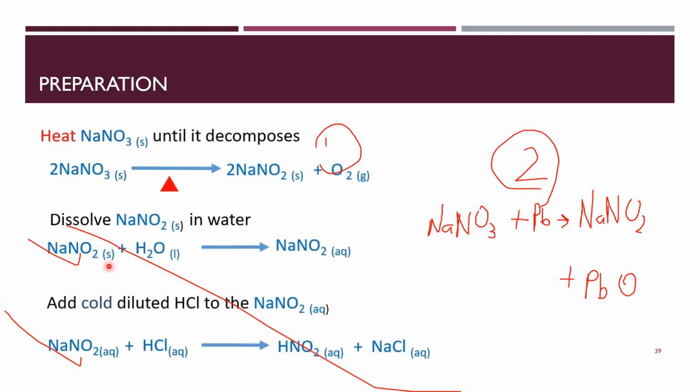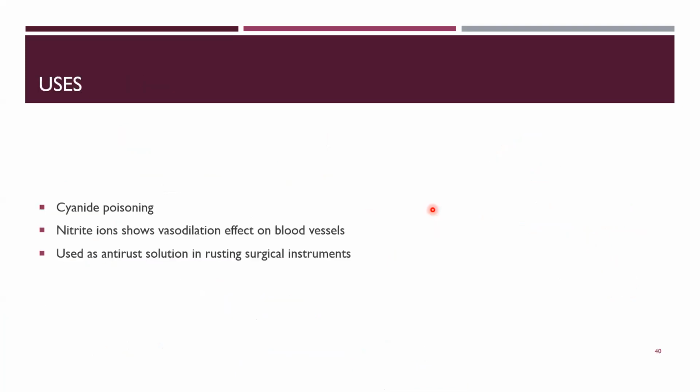So now the preparation. This was the part which was discarded, but let's look into it. The first way to prepare NaNO2 is from NaNO3, which liberates oxygen, and what we get is NaNO2. Then with NaNO3 and lead, what we get is NaNO2 and PbO, lead oxide. These two reactions are something which are to be taken into consideration.